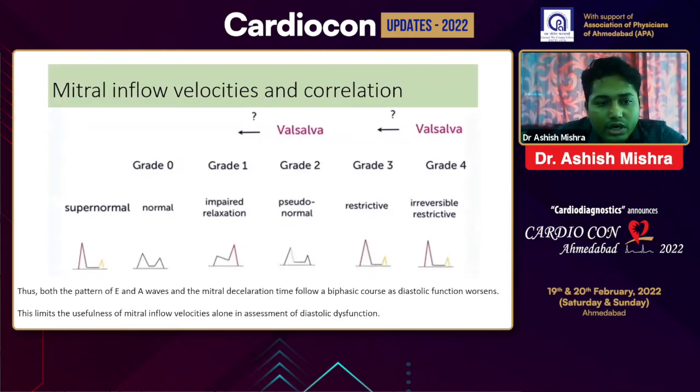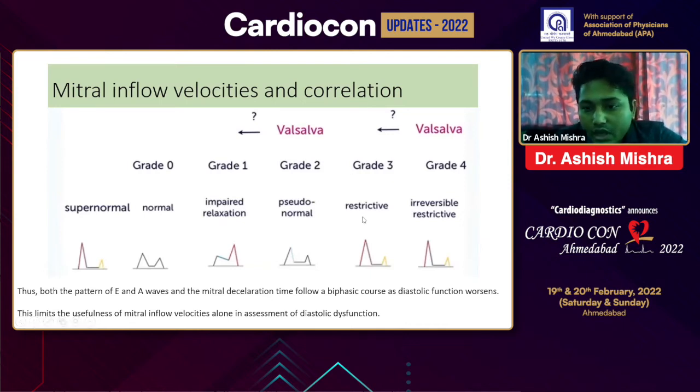This is a cartoon depicting the typical E and A velocity and the correlation, and how it is utilized in assessing the LV diastolic pattern. Here we can see the E/A ratio in the normal range. Then we have grade 1, the impaired relaxation phase, where A is more than the E wave. In the pseudo-normal pattern, grade 2, E and A are the same as normal, but we have to take help of the Valsalva maneuver to bring about the impaired relaxation phase. So the grade 2 pattern will reverse to a grade 1 pattern with the Valsalva maneuver.